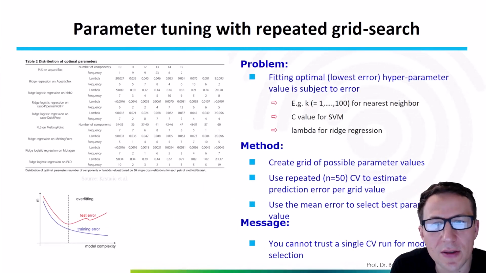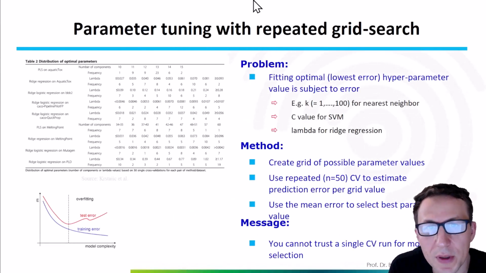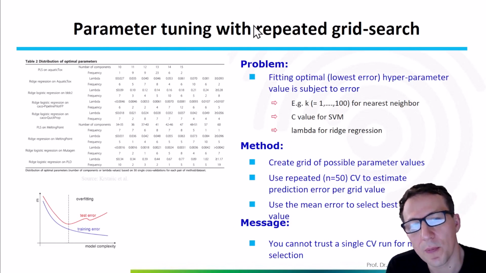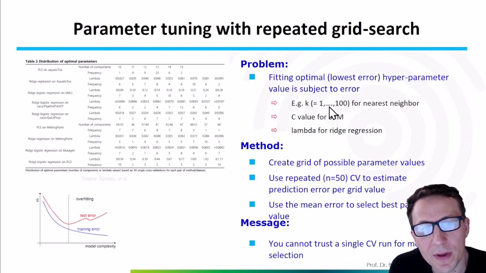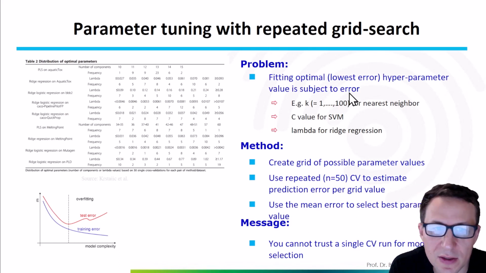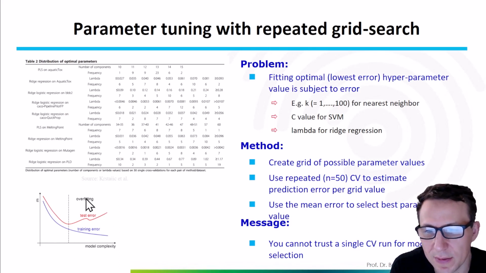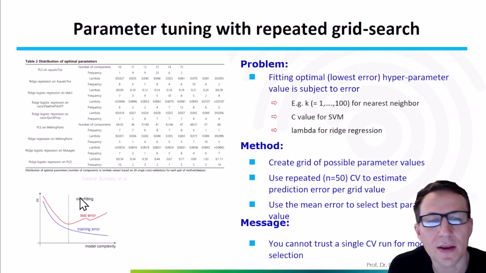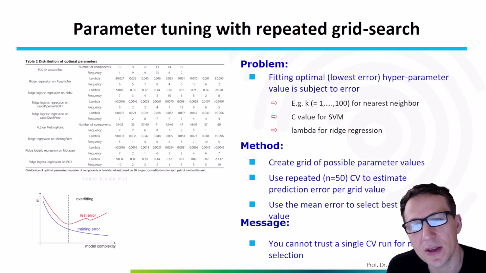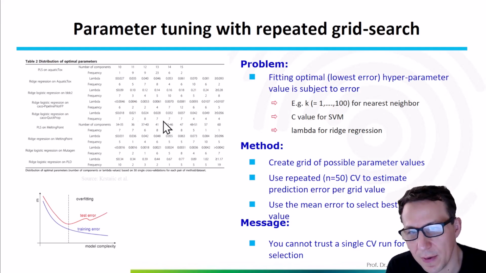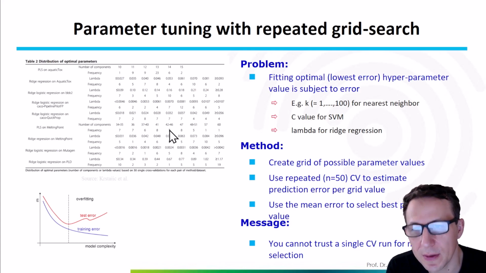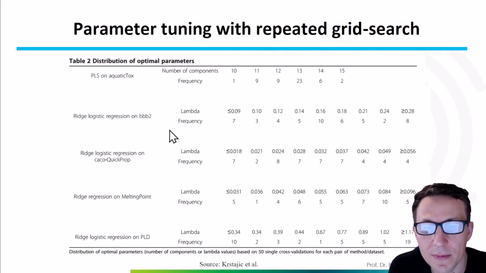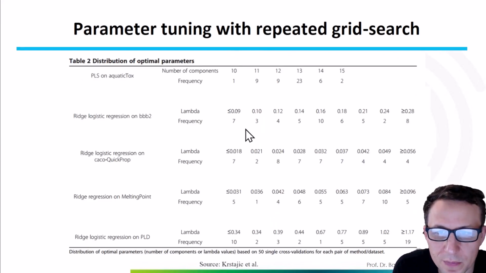Next, and this also emphasizes the importance of repeated cross-validation. When you want to fit a hyperparameter, essentially the model complexity, like in this plot here, then you also need to do the cross-validation several times. I will now zoom in to this table here from the Kaiserslautern paper.